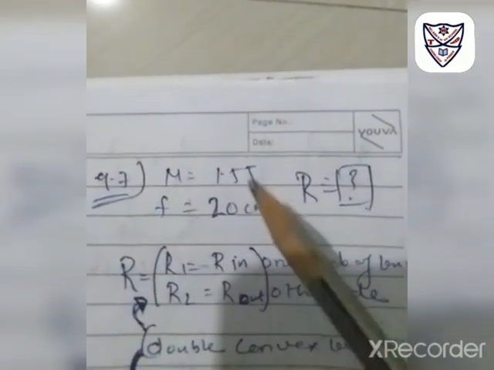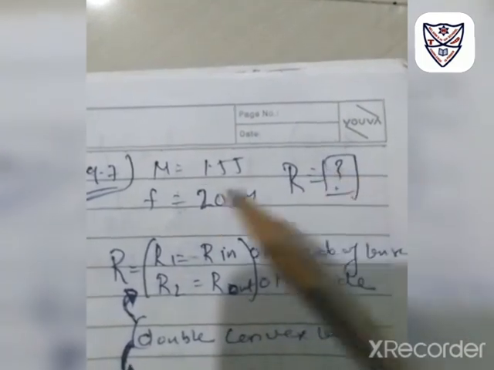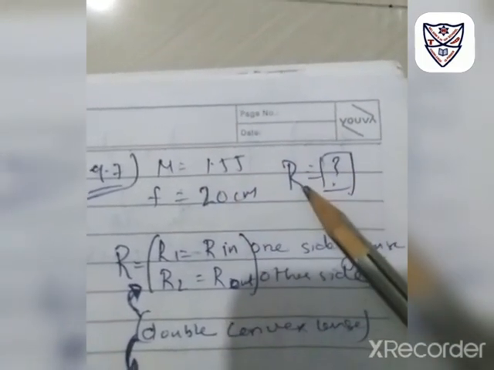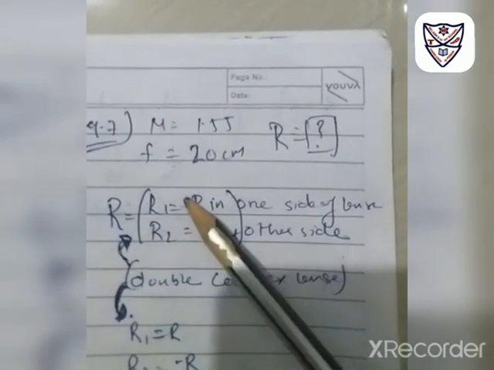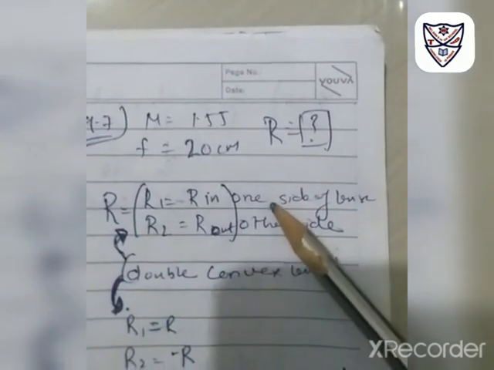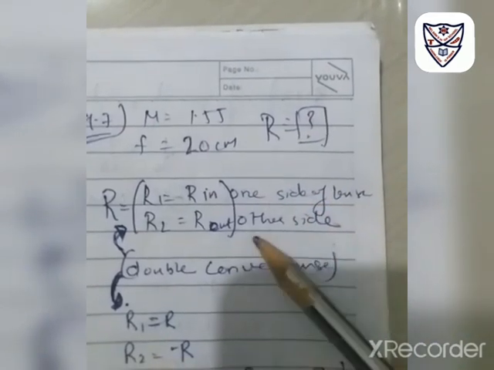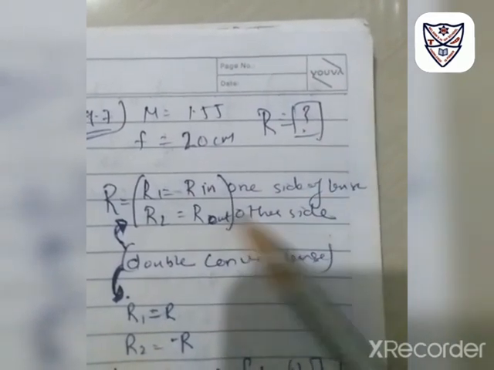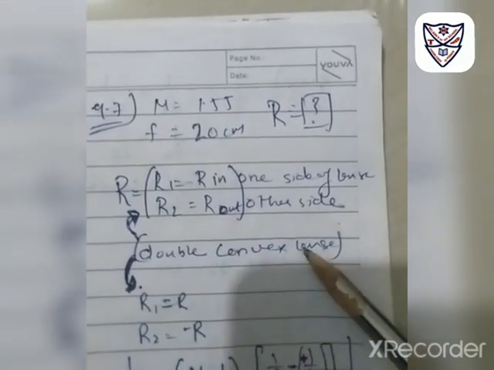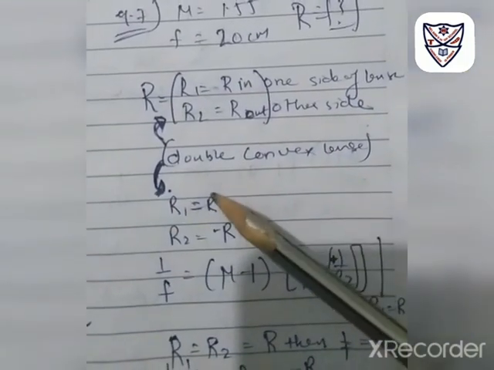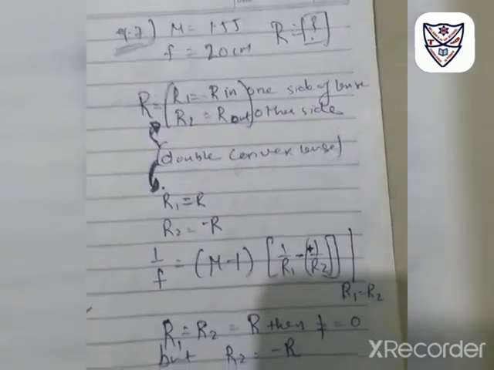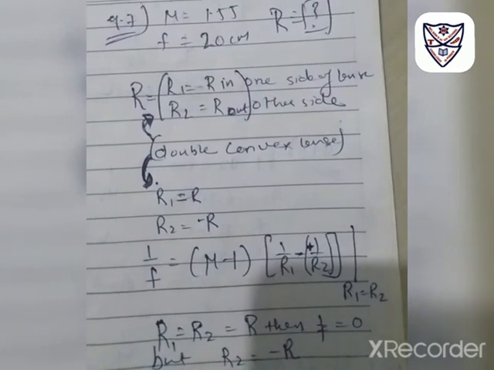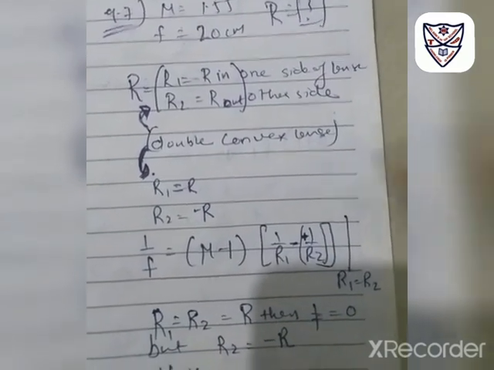Okay, now next one, it's a very simple sum where they have given mu and focal length, the refractive index is given, and R you have to find. Here the condition is that you are supposing R is equal to R1 is equal to R2 for one side of the lens or the other side of the lens. They are using a double convex lens. So I am supposing that R1 is equal to R and R2 is equal to minus R, because I am taking face by face, so that negative sign shows that the surfaces are on the other sides.